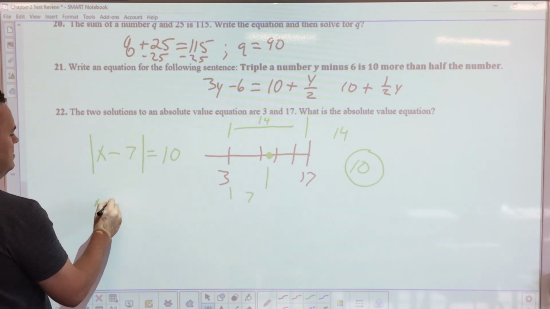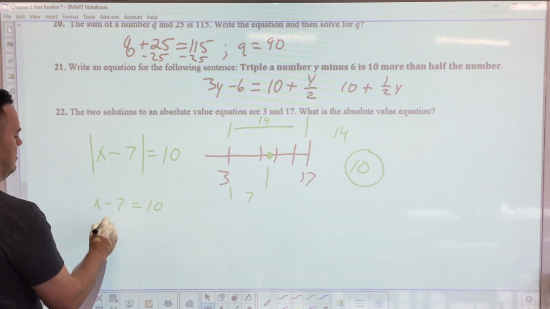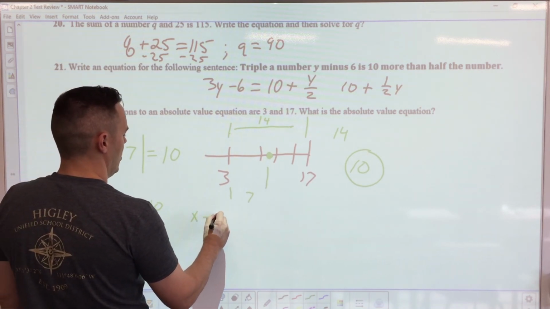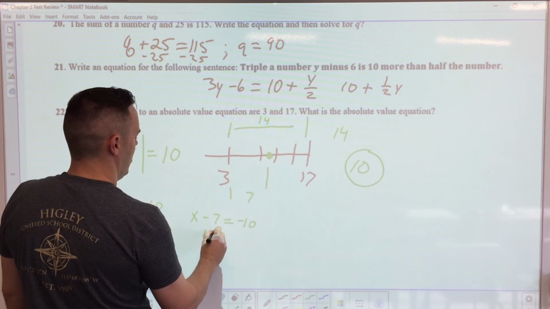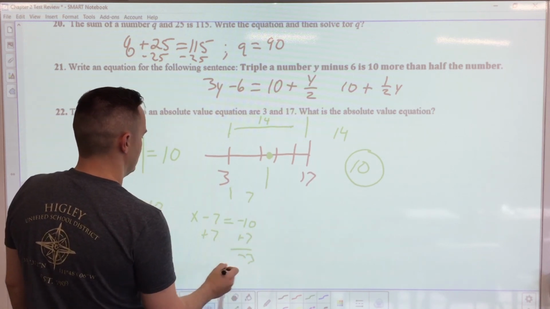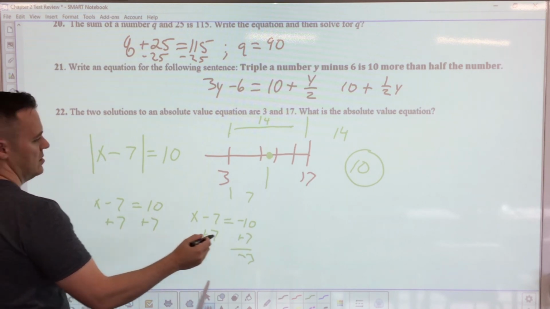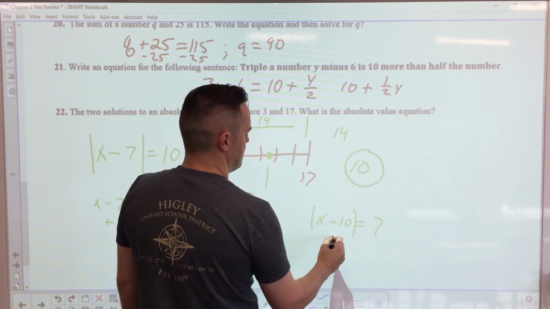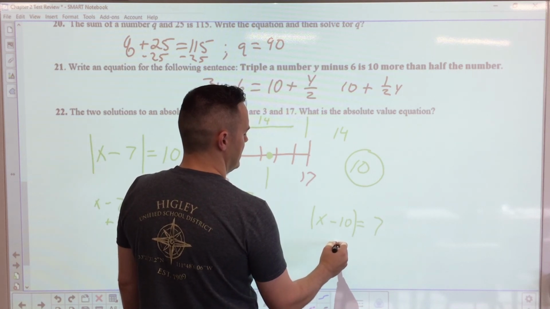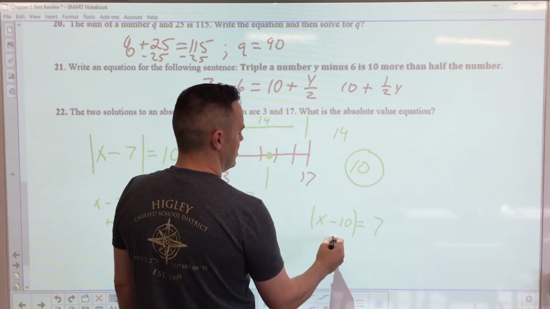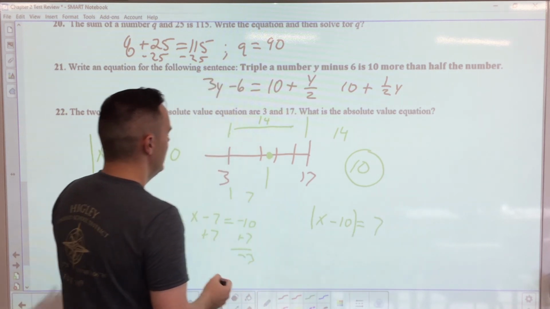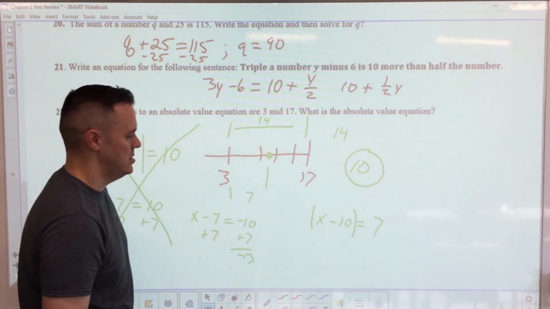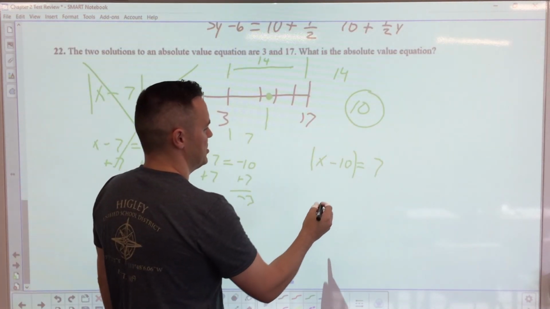Hold on, let me make sure I got that right. Okay, that's 17. Oh, -3. So that means switch it out. So I would add 10, subtract 10. So make sure you guys know, again, double check your work, because this is wrong. Which is why I always, even myself, double check my work.